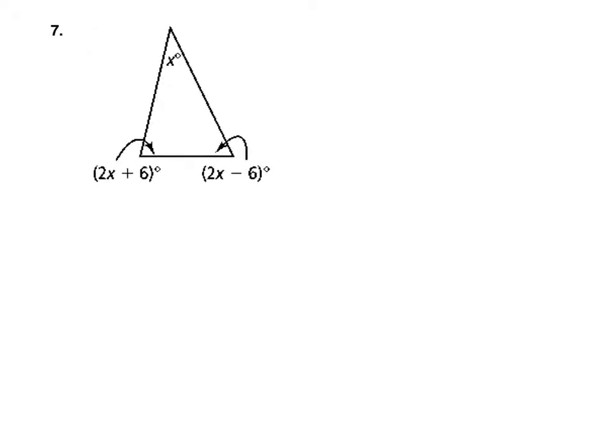Next one, in this case, I have 2x plus 6, 2x minus 6, and I don't have anything else written there, so I don't have any measures. So 2x minus 6 plus x equals 180. At the end, when I simplify, this is 3x equals 180, divided by 3, so x equals 60 degrees.